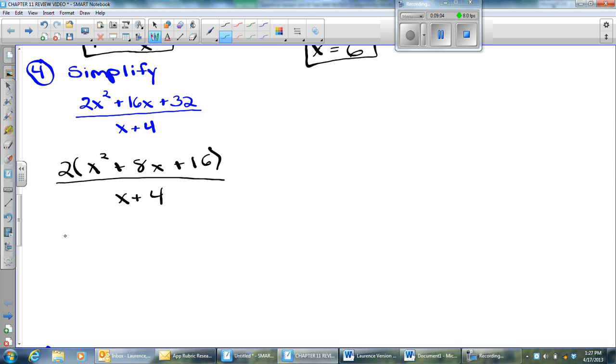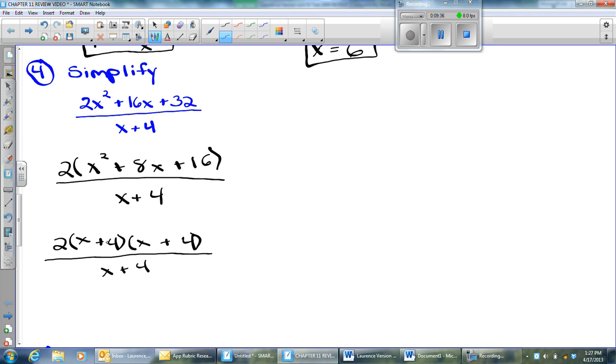Okay, now I'm going to factor this. This looks like a pretty easy factoring problem. I'm going to keep the 2 here, and I'm going to have 2 parentheses. We're doing like a backwards FOILing. I know I'm going to have an x here and an x here. And now I need 2 numbers that multiply to get 16 and that add to get 8. So I know this is a 4 and a 4, and both have to be plus. Okay, all over x plus 4.